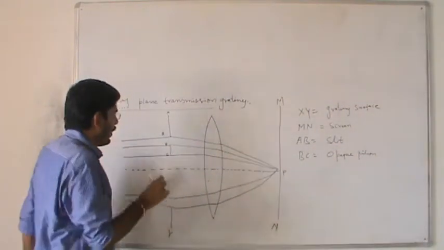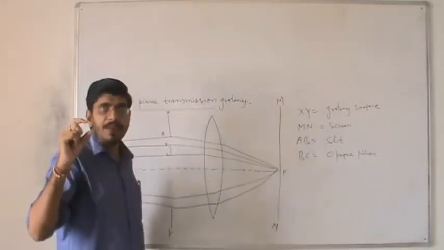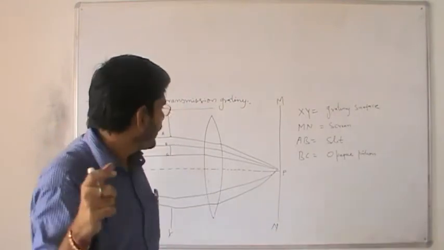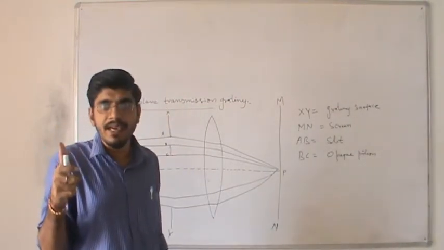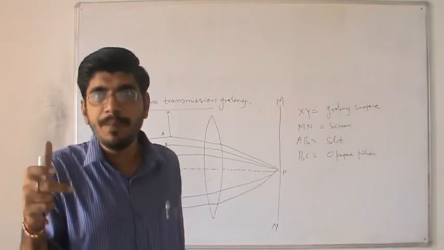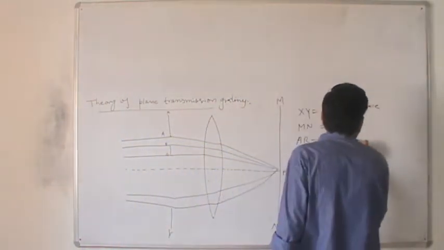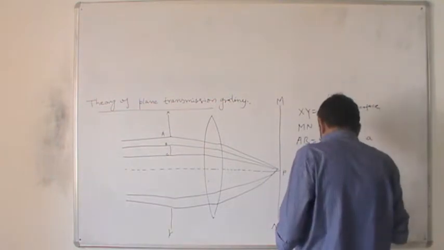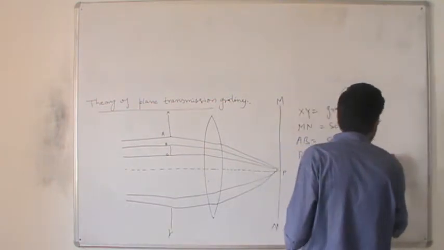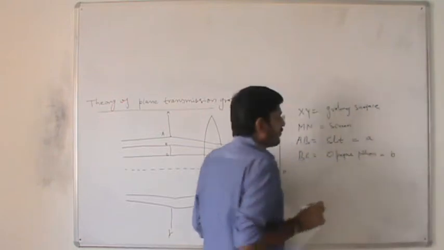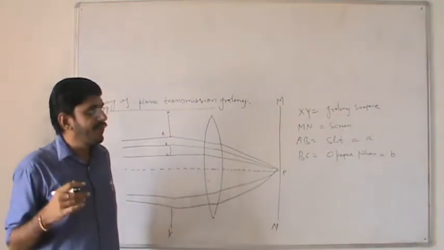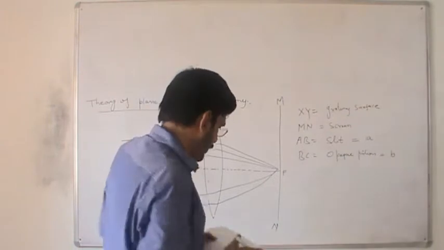Let the width of AB be a, that means the width of the slit is a, and the width of the opaque portion is b. So we define AB equals a and BC equals b. a is the width of the slit, b is the width of the opaque portion.